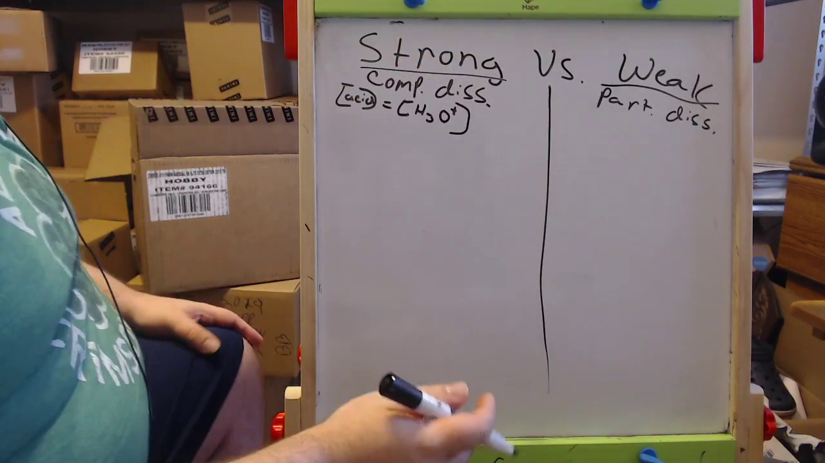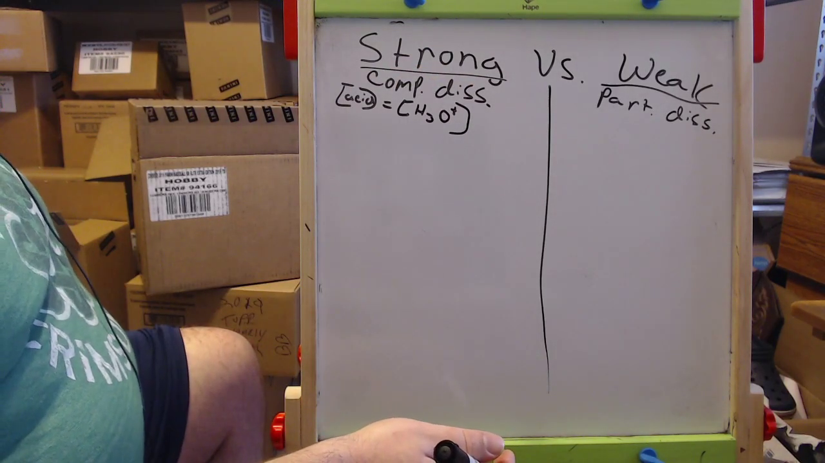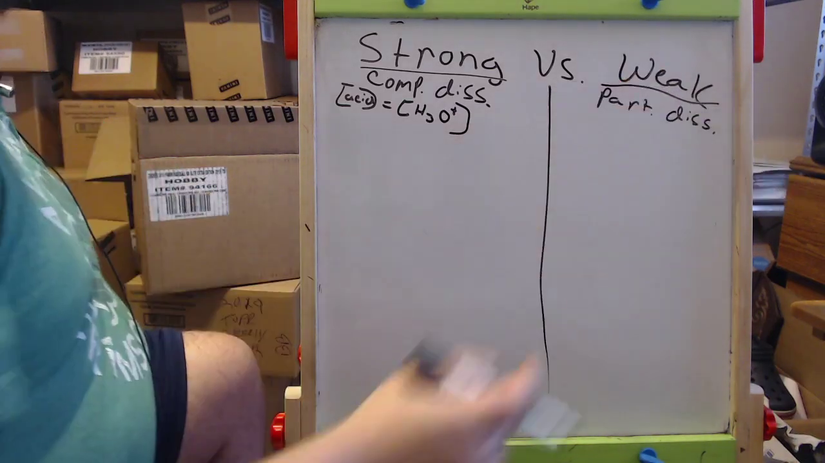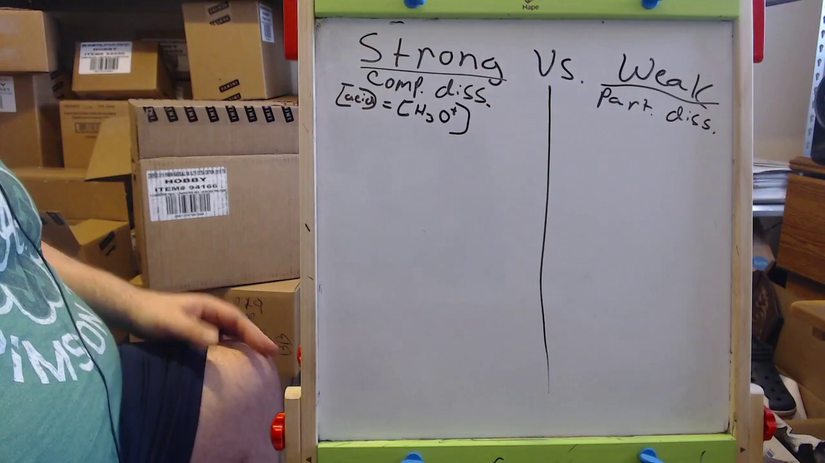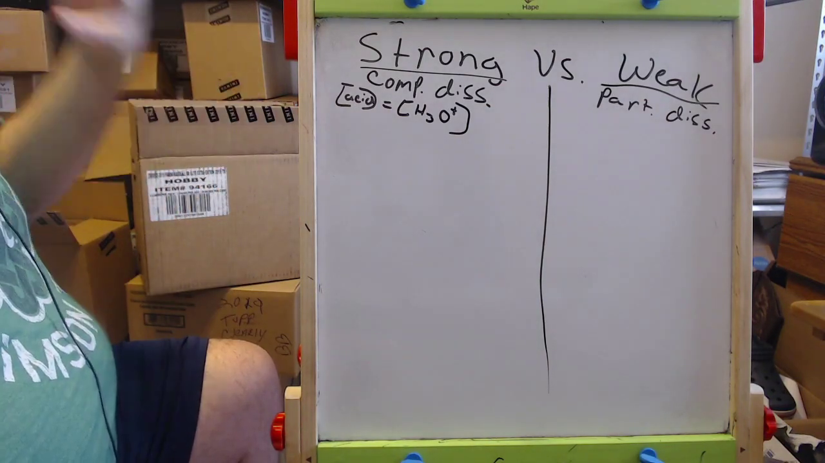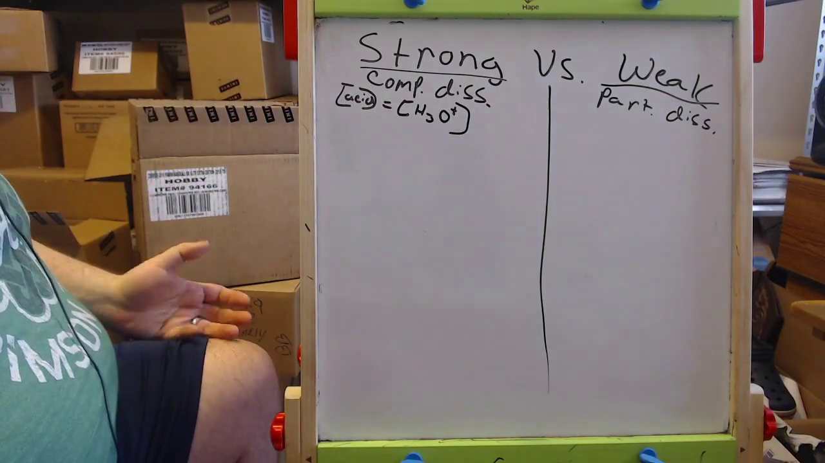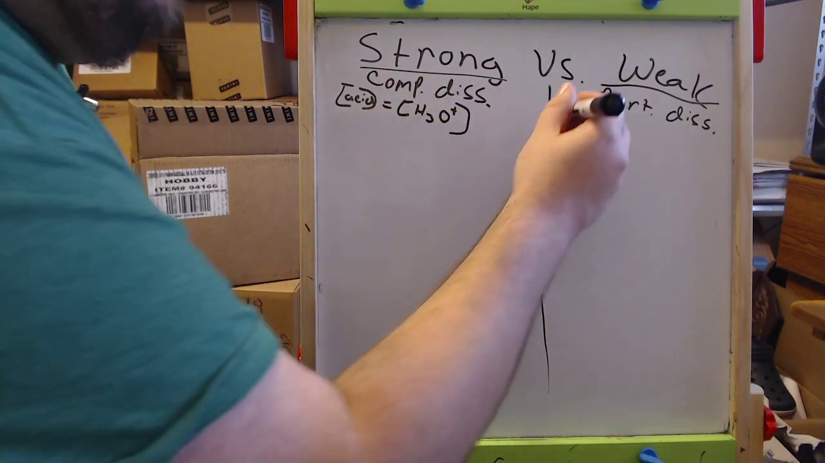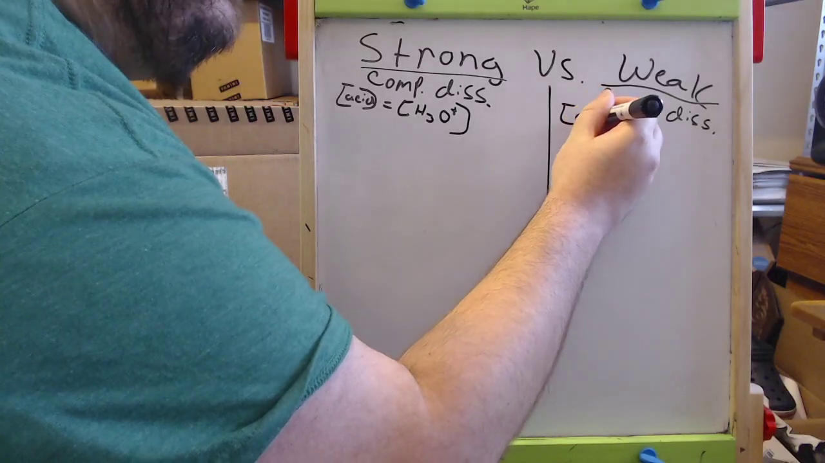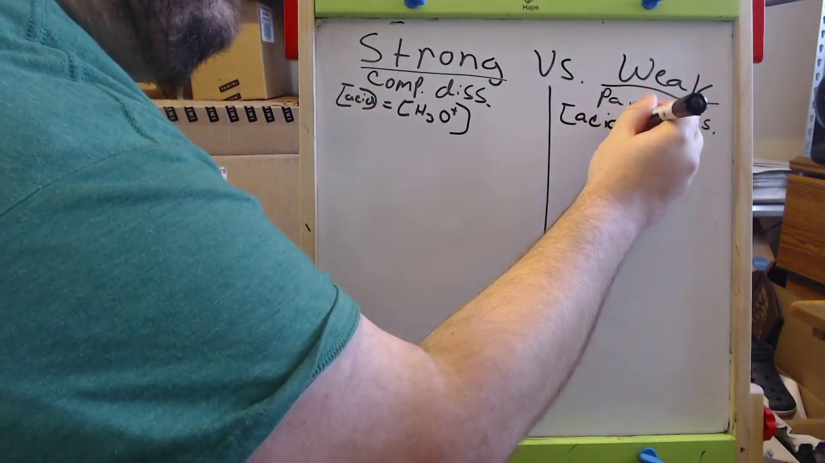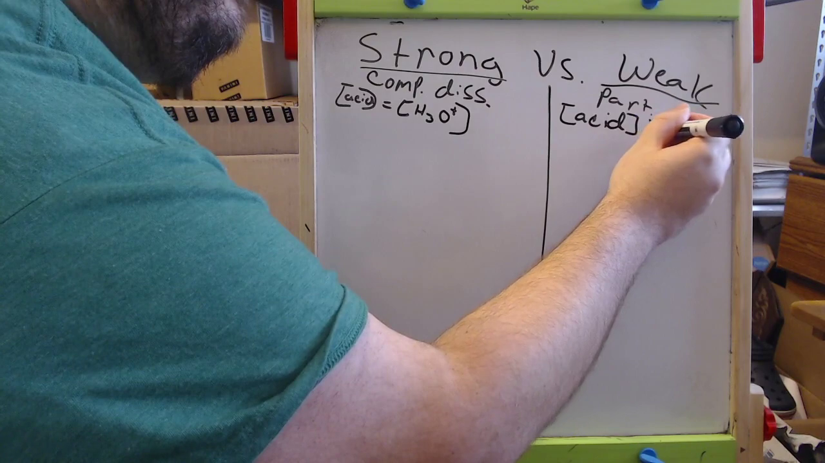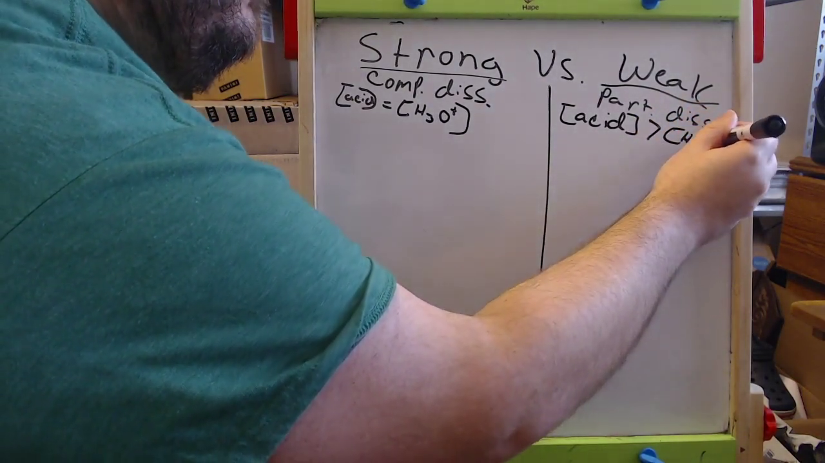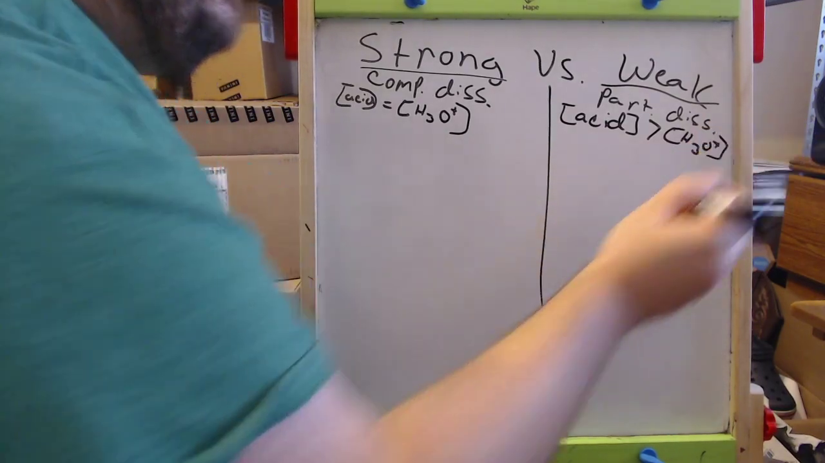A weak acid only partially dissociates, so the concentration of the acid doesn't tell me how much hydronium I'm going to make. I'm going to make a significantly smaller amount of hydronium from a weak acid. So the concentration of the acid in a weak acid is greater than the concentration of hydronium that I'm going to make. Now that doesn't mean you could bathe in weak acids.